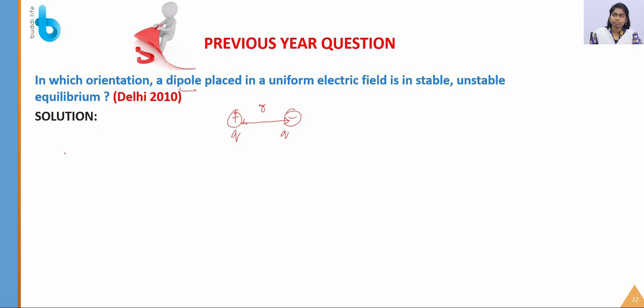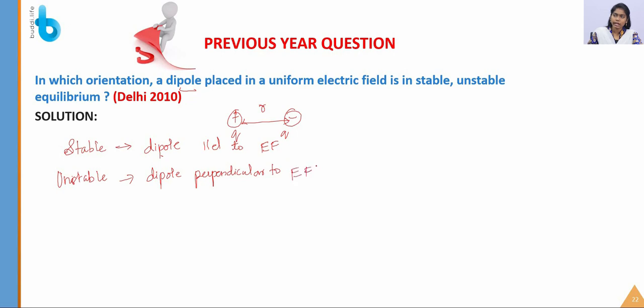Okay, let's solve this. For stable equilibrium, you have to place the dipole parallel to the electric field. And if you want the unstable equilibrium, you have to place the dipole perpendicular to the electric field. E is representing the electric field.